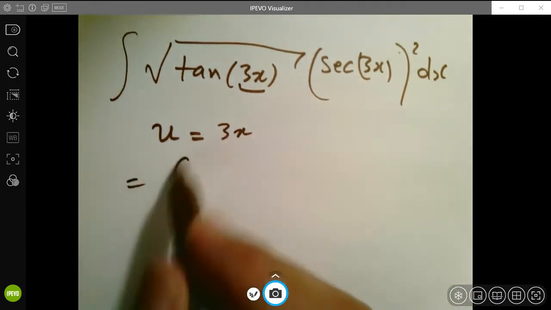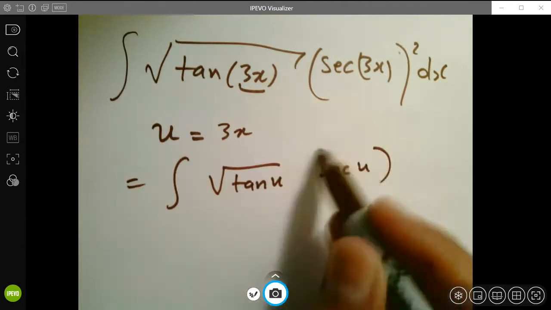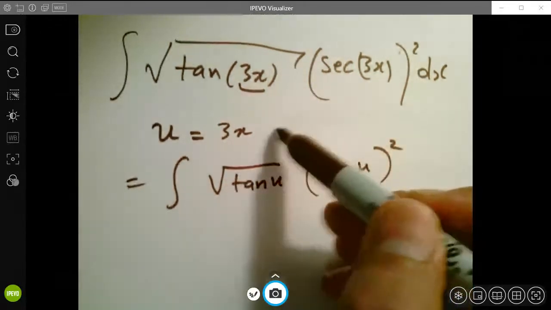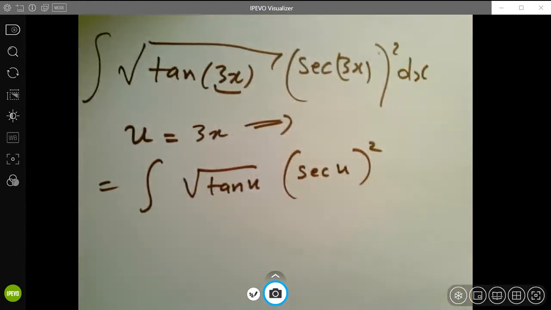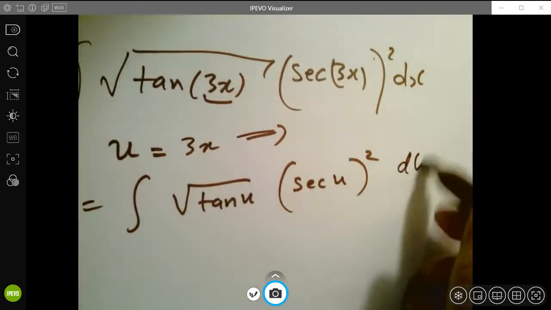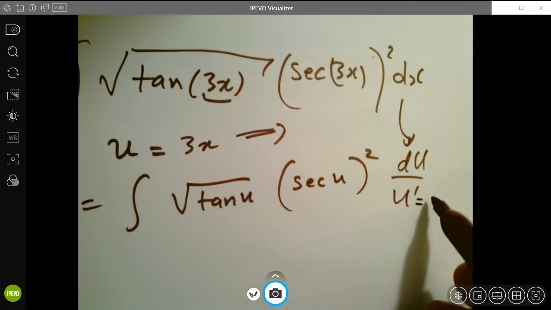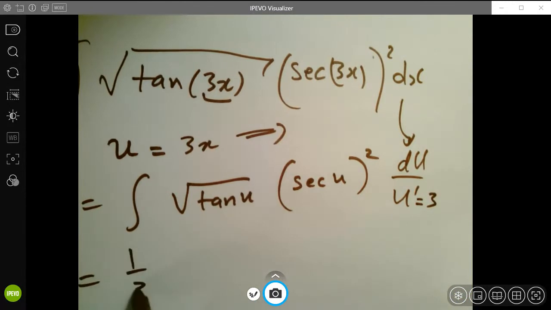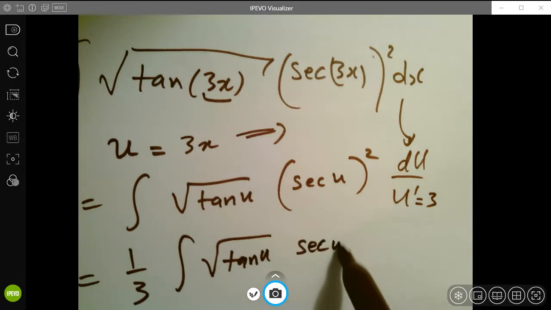Then this one becomes the integral of root of tangent of u times secant of u squared. And what is dx? Remember for u substitution, I think I covered this another time, dx is du over u prime, which is du over 3. Then it will be 1/3 integral of root of tangent of u secant of u.